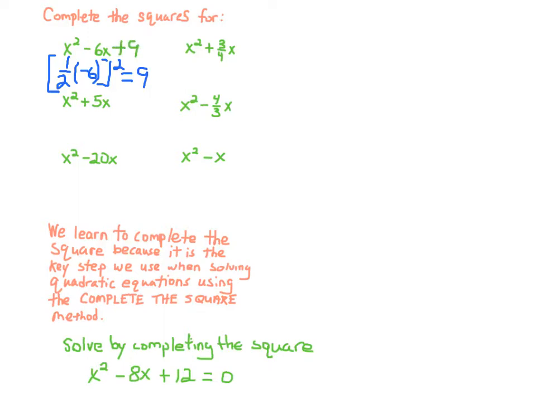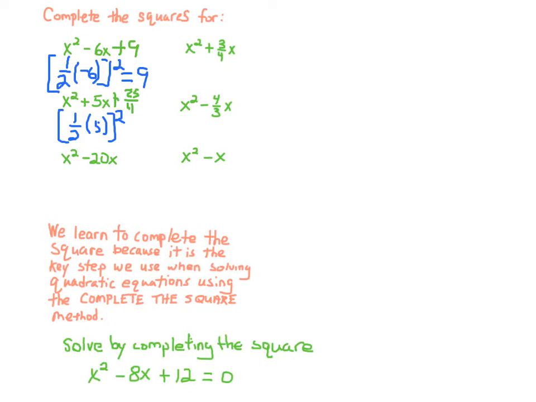To complete the square on the next one, I'm going to take half of 5 this time, and work with fractions, don't work with decimals when you do this. So I'm going to take half of 5 here, and I'll square that. Half of 5 is 5/2, and 5/2 squared is 25/4. So it's plus 25/4 that completes the square for that one.